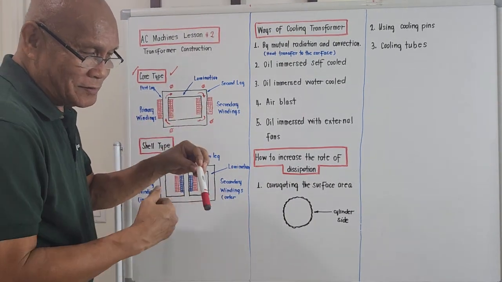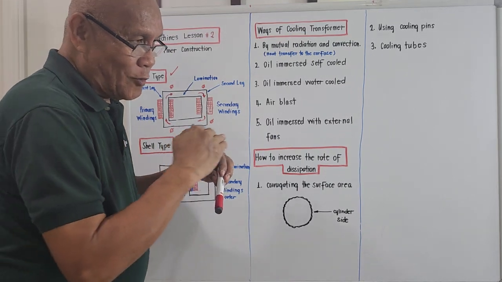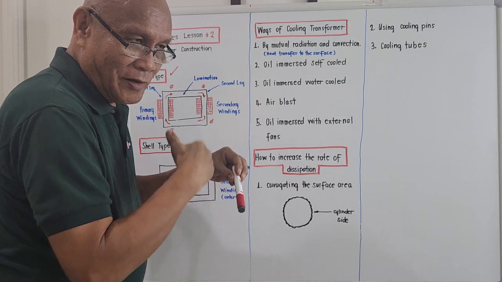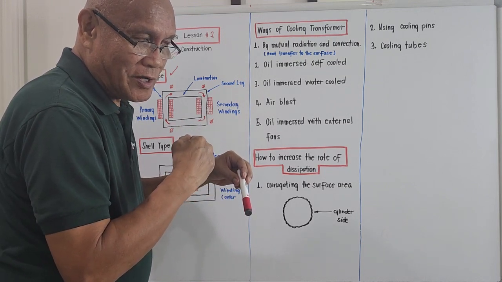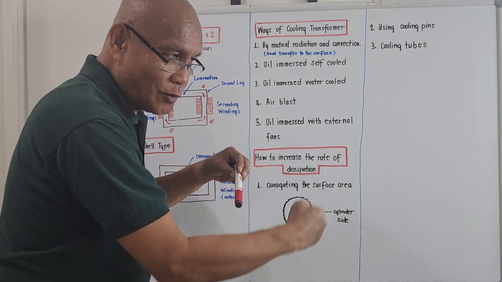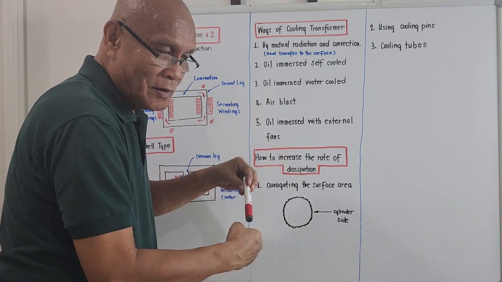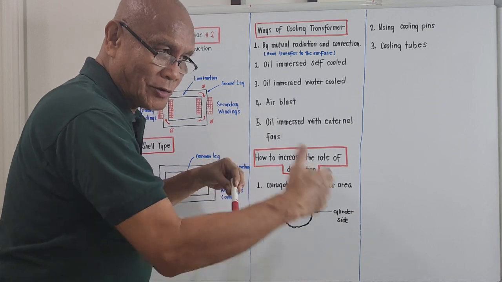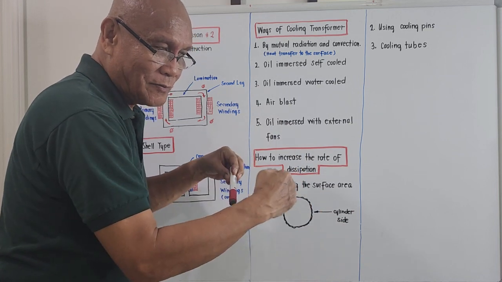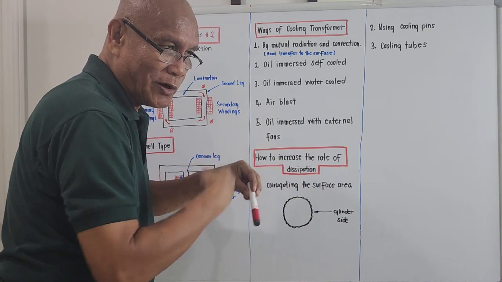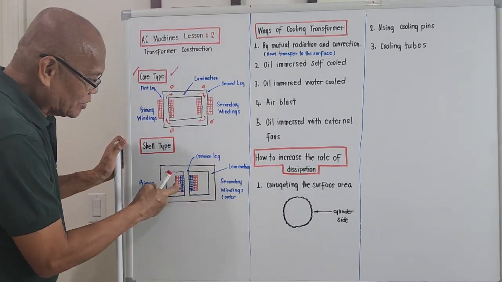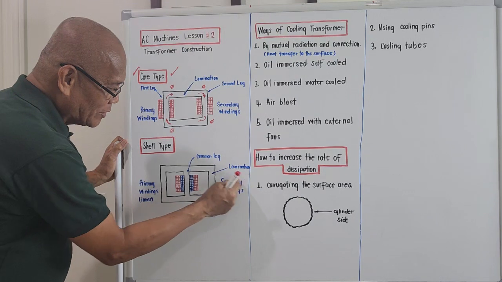Then the primary winding will be covered by an insulating material. Next to it, the secondary winding will be wound. After the primary winding is covered with insulation, the next winding to be wound will be the secondary. So the red cross section represents the secondary winding.